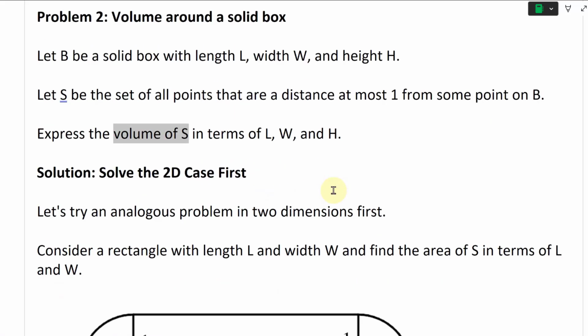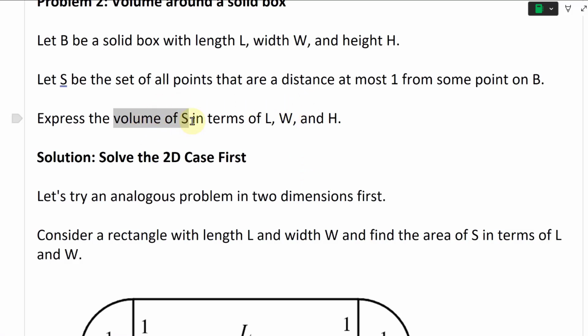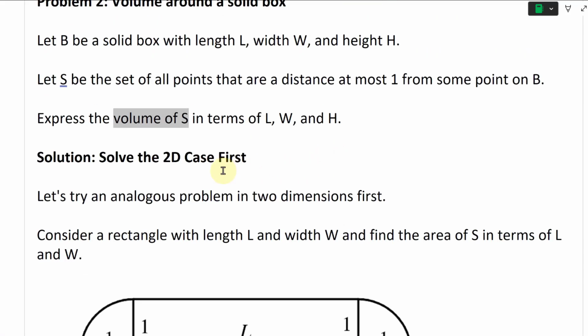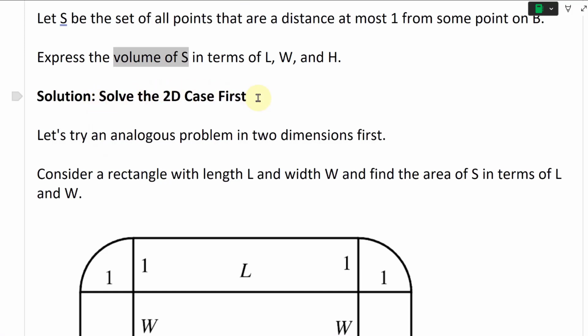All right, so this is basically a box, and then the volume that is just a shape around it, but it also includes that box, as we'll go into further. Now let's look at the solution, and to better grasp this, we're going to use a similar technique as in problem 1. We're going to use the problem-solving technique of using an analogy. So solution: solve the 2D case first.